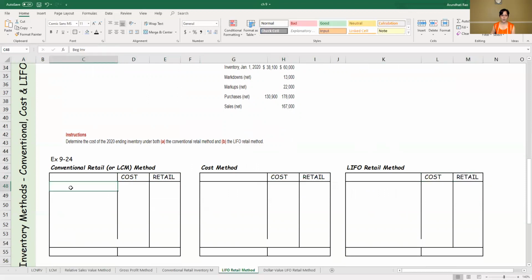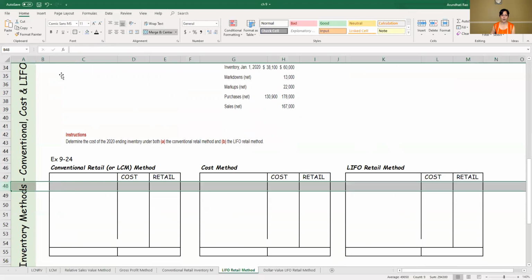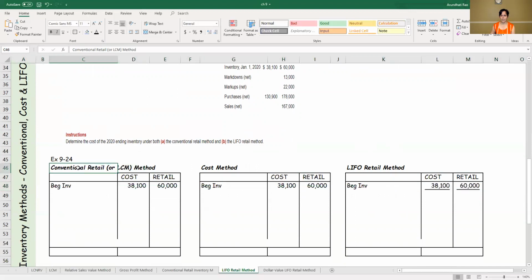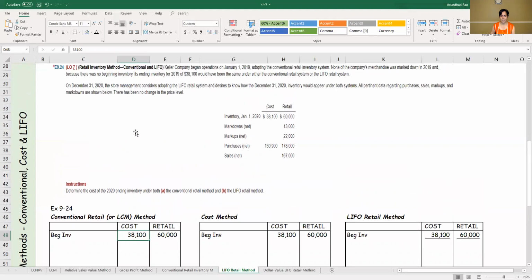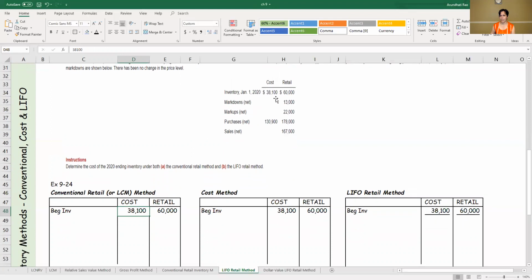Our starting point always is our beginning inventory. So let me go ahead and show you the beginning inventory. It's going to be the same all the way through. At cost, it's 38,100. That number was given to me over here. What was ending inventory at December 31st, 2019 is beginning inventory for 2020. The cost was 38,100. At retail, it's 60,000. So it stays the same all the way through.